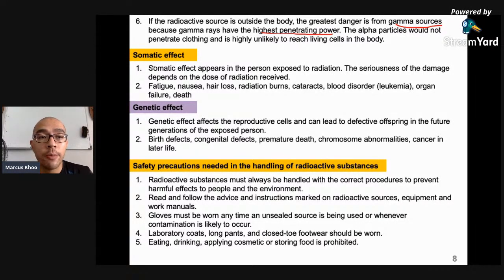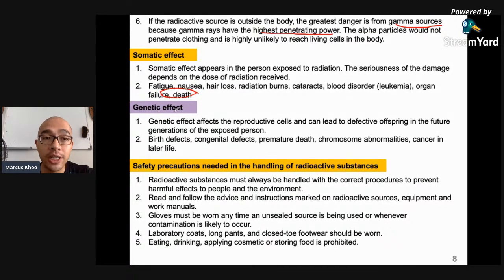The somatic effect is what happens to our cells. It appears in the person exposed to radiation. The seriousness of the damage depends on the dose of the radiation received. Usually this causes fatigue, nausea, hair loss, radiation burns, cataract, or blood disorder like leukemia, organ failure, and sometimes death.